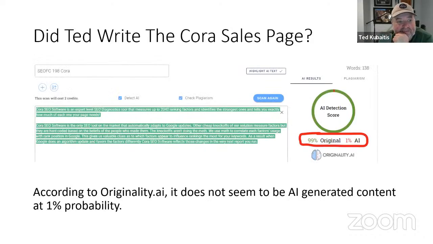But now we can go into originality.ai. It's one of the better detectors out there. It's got a lot of data that shows that it's better than a lot of its competition, and it does some things differently. So let's find out. Did Ted write the Chorus sales page? Ted, do you want to make any predictions? Filthy web spammer, I think we can all agree. Nope, you wrote it. You can't blame ChatGPT for your mess, sir. You can see it's 99% original, human written, 1% AI written.